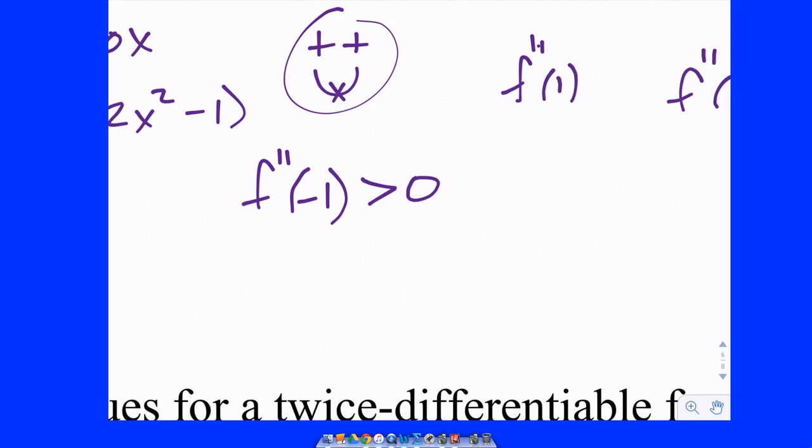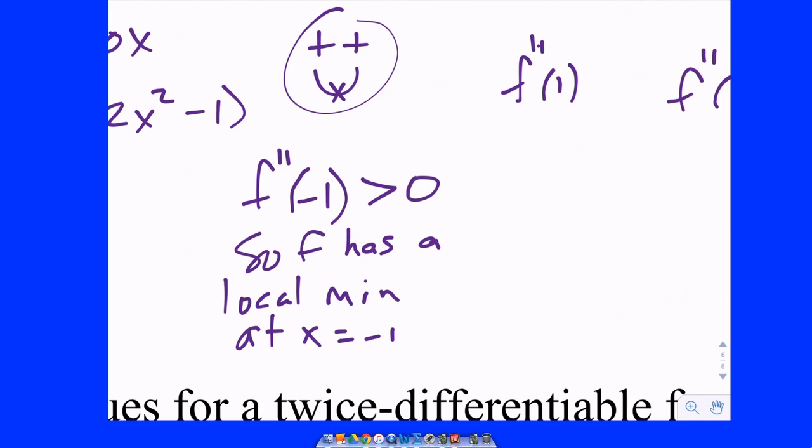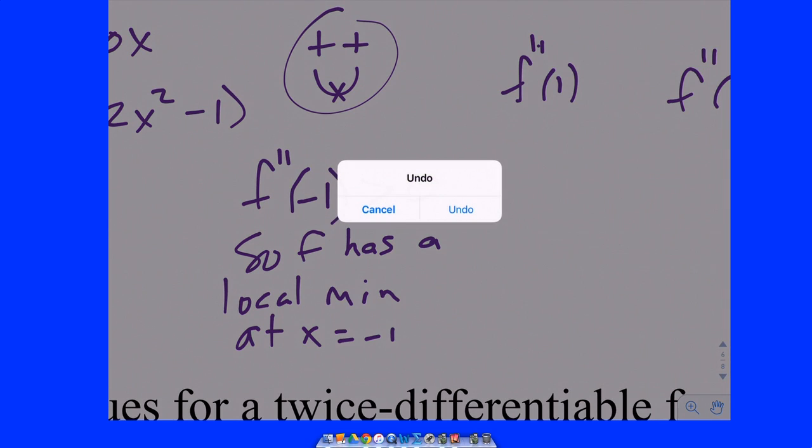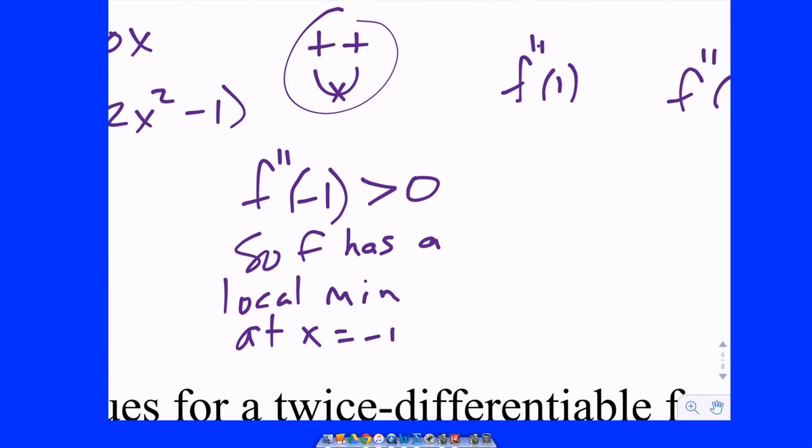So here's all you have to say: f double prime of negative 1 is greater than 0, so f has a local min at x equals negative 1. The sentence is a little bit shorter. The justification is a little bit shorter. That's one advantage the second derivative has.